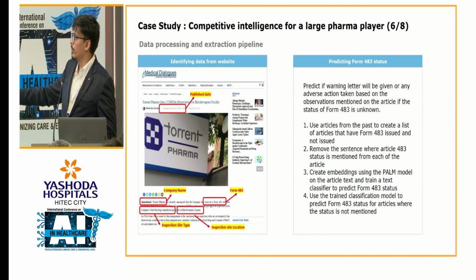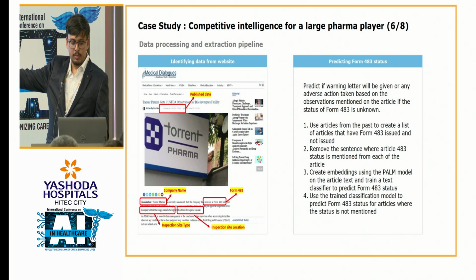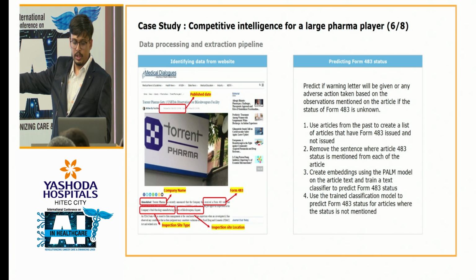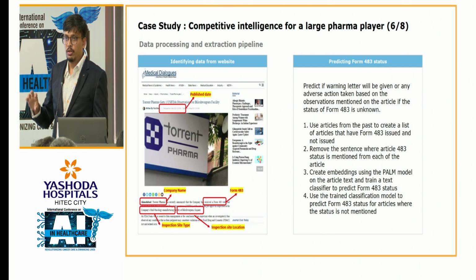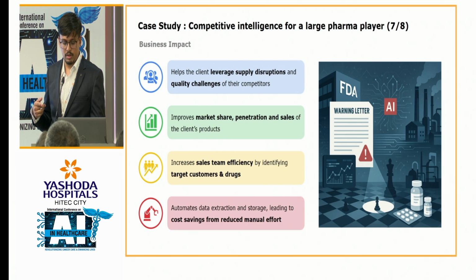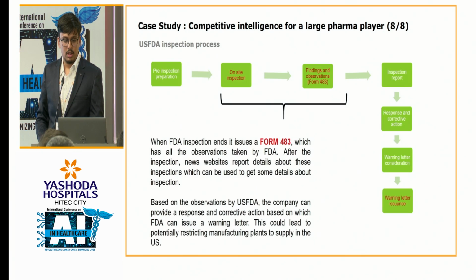This is an example of a news article. You can see the published date, whether Form 483 was provided or not, the company name, the inspection site, location, site type, etc. So I'm just giving a sample of what this will do. And after extracting this, we read this text, and from this text we predict if a warning letter will be given or if there's an adverse action that will be taken for this plant based on the article, right?